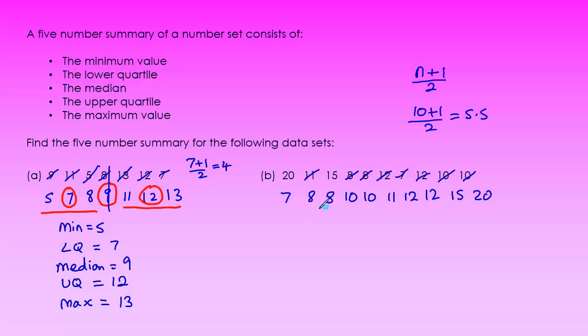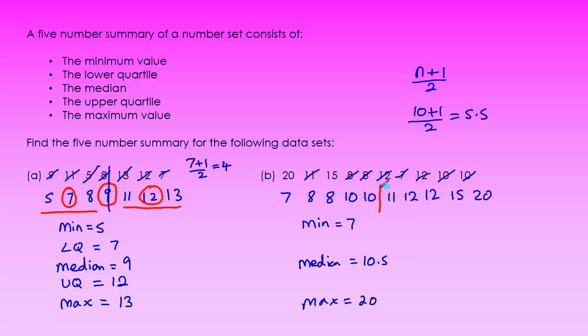So 1, 2, 3, 4, 5, we need to be halfway between the 5th and the 6th. So that gives us that the median is halfway between 10 and 11, which is 10.5. Now clearly the min is equal to 7 and the max is equal to 20.